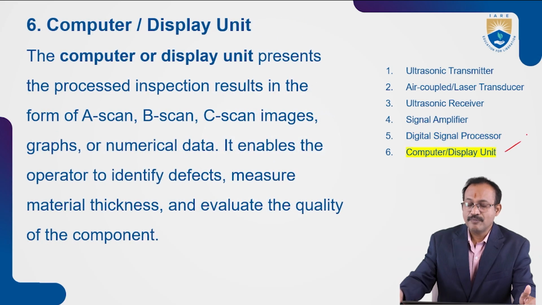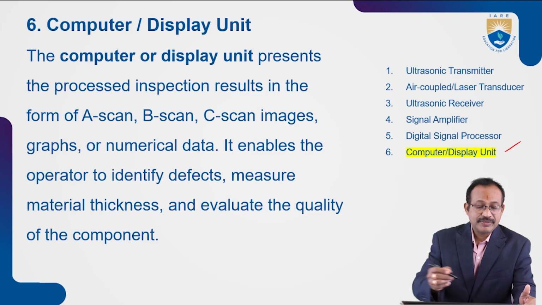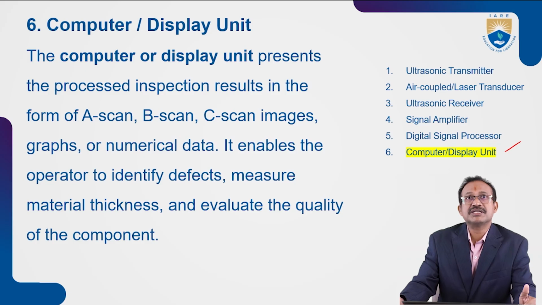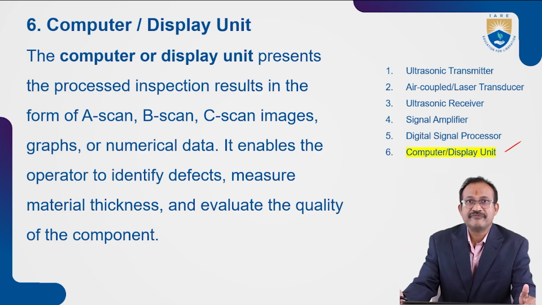Computer or display unit. The computer or display unit presents the processed inspection results in the form of A scan, B scan, C scan images, graphs or numerical data. It enables the operator to identify defects, measure material thickness, and evaluate the quality of the component.